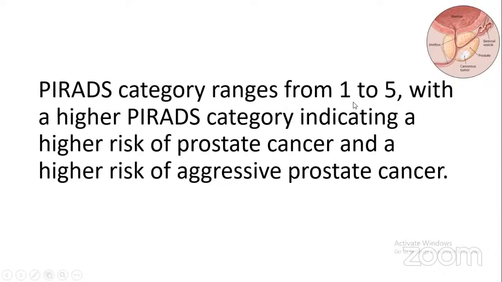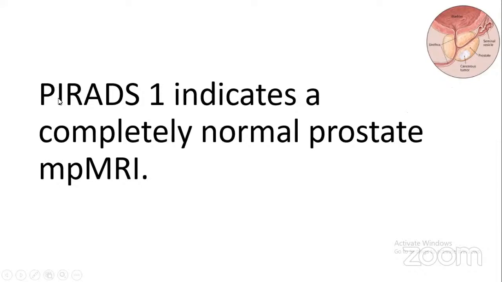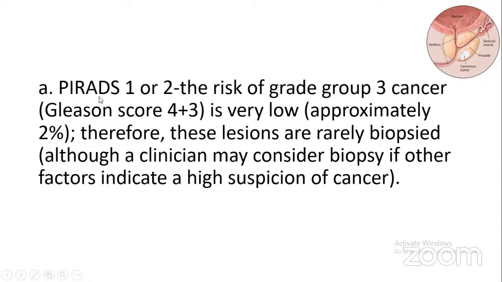The PI-RADS category ranges from 1 to 5, with a higher category indicating a higher risk of prostate cancer and a higher risk of aggressive prostate cancer. PI-RADS 1 indicates a completely normal prostate multiparametric MRI. For PI-RADS 1 or 2, the risk of a grade group 3 cancer lesion, 4 plus 3, is very low, approximately 2%. Therefore, these lesions are rarely biopsied.